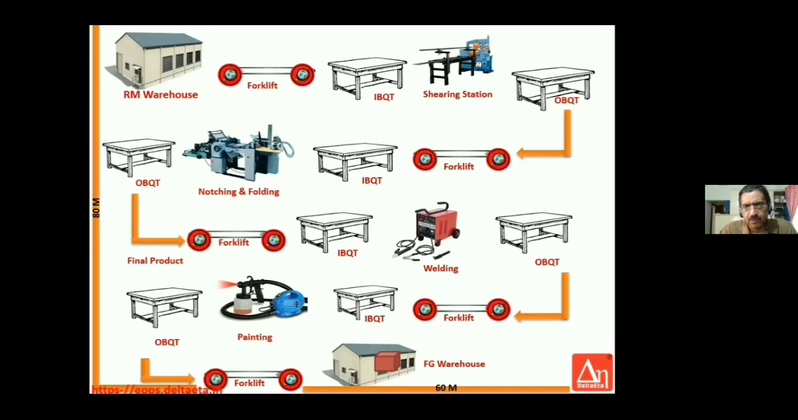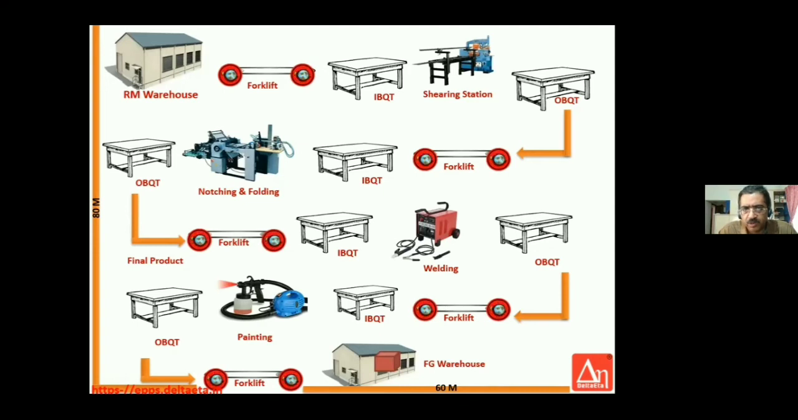A big sheet is cut into 4 at the shearing station. Then it is folded, it is welded, and then it's painted. So a change happens at these 4 points. All the other points in the process, like your transfer points, IBQT, that is inbound queue time, and OBQT, outbound queue time, have no change done on the material.